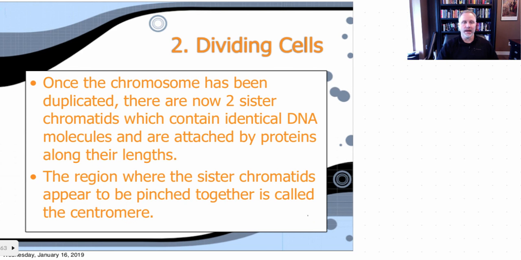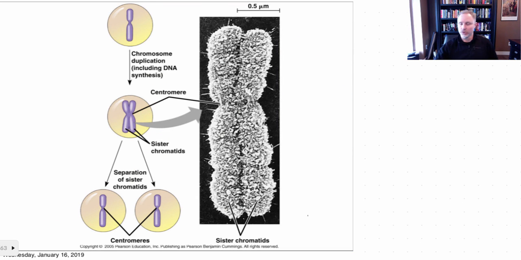Okay. Now this chromosome, once it gets duplicated, you've got these two sister chromatids like we talked about earlier. They contain the identical DNA complement, and they're attached all along their length by proteins. And that centromere is the region where they're pinched together, like we said. Within the centromere, there's a kinetochore, and that's where the microtubules that we'll talk about in a minute are going to attach so that we can pull these things apart. So if you're looking right here, here's the centromere. We're pointing right towards the center. And then there's a kinetochore right in the middle of that.